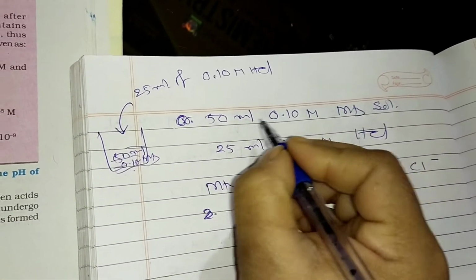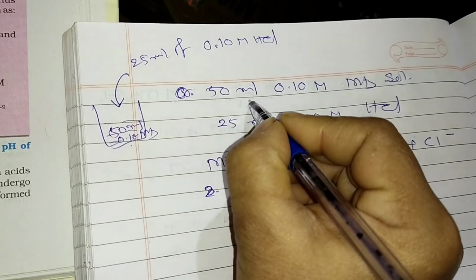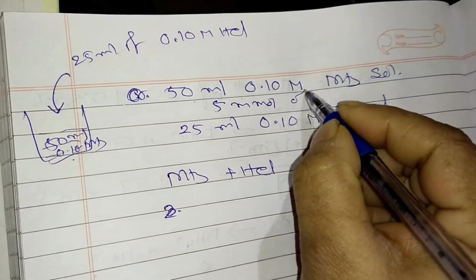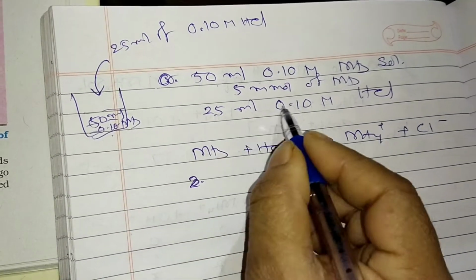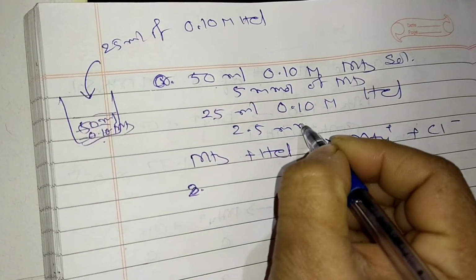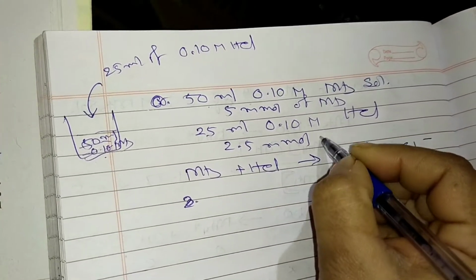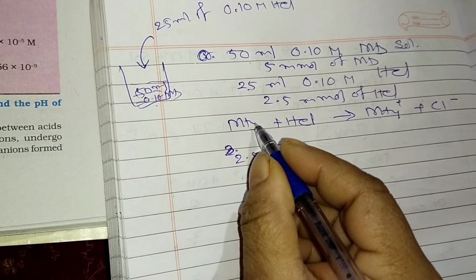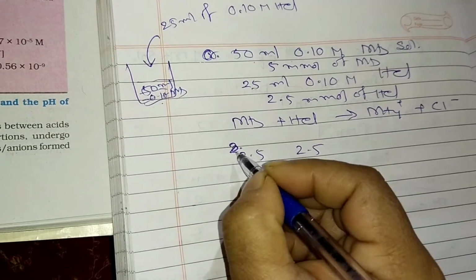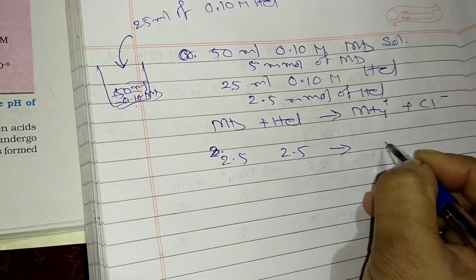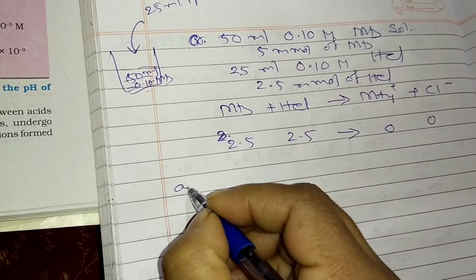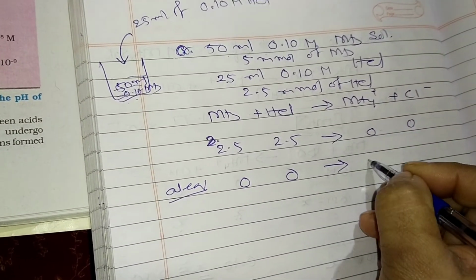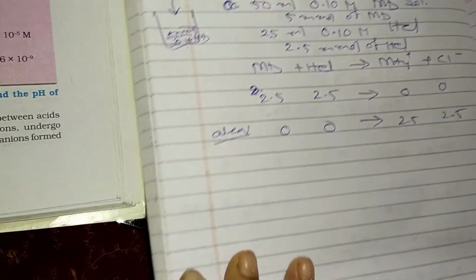When we convert to millimoles, 50 into 0.10 is 5 millimole of NH3. Multiplying 25 by 0.10, we get 2.5 millimole of HCl. So 2.5 millimole of HCl reacts with 2.5 millimole of NH3. Initially the product is 0, and at equilibrium NH3 and HCl are 0 because both react with each other, and NH4 plus is 2.5 and Cl minus is 2.5.